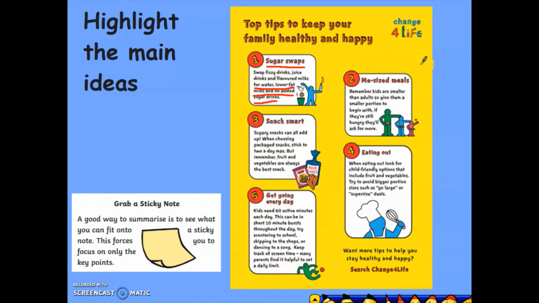Number 2, me-sized meals. Remember, kids are smaller than adults, so give them a smaller portion to begin with. If they're still hungry, they'll ask for more. So I'm going to highlight me-sized meals. What else could I highlight here? I'm going to highlight give them a smaller portion to begin with.